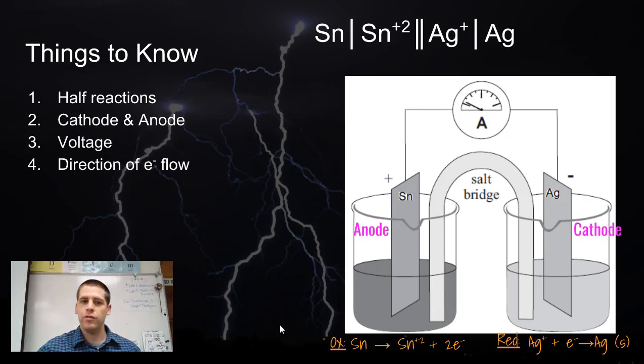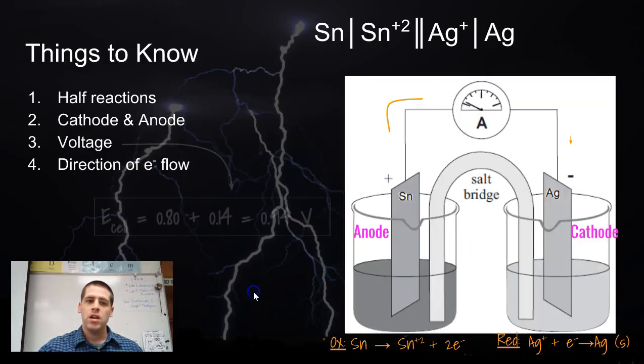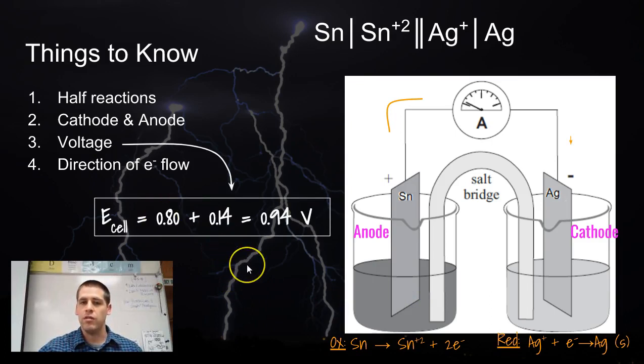And with that, we've now figured out what's the anode and what's the cathode. All right, now we need to figure out the voltage and the direction of the electron flow. Again, back to the reduction potential sheet. The reduction potential of the silver is 0.8, and the reduction potential of the tin is negative 0.14. But in our case, this isn't a reduction half reaction, it's an oxidation half reaction. So it's actually going to be positive 0.14. So now we can add those two together, and the voltage of our overall cell is going to be 0.94.